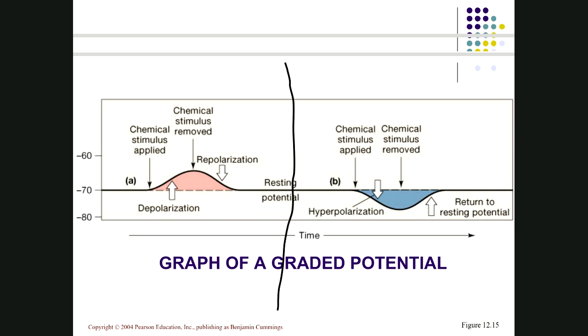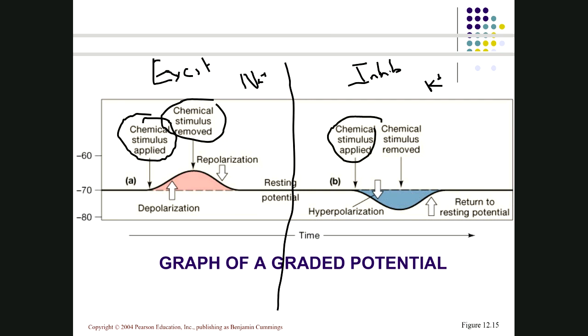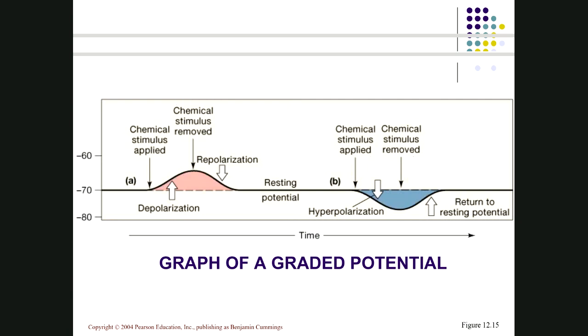So here, excitatory. Here, inhibitory. Here the ion is sodium. Here the ion is potassium. It's chemical gated. We know that because we're going to use a chemical stimulus. And then we get a depolarization, a repolarization, hyperpolarization, and a return to resting potential. Any questions?